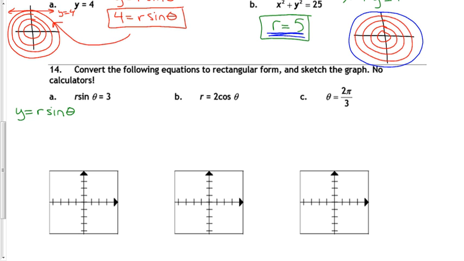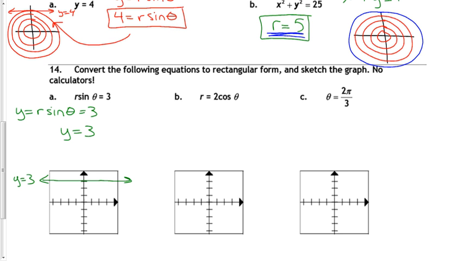But I know that in this case, r sine theta is equal to 3, which tells me y is equal to 3, which means I have a horizontal line at y equals 3. There's my graph. Not too bad. So then we look at the next one, and it looks so close to the x equation, but it's really just not, because it should be x equals r times cosine theta, and that is exactly not what we have. So I actually have to do a little bit of work here.